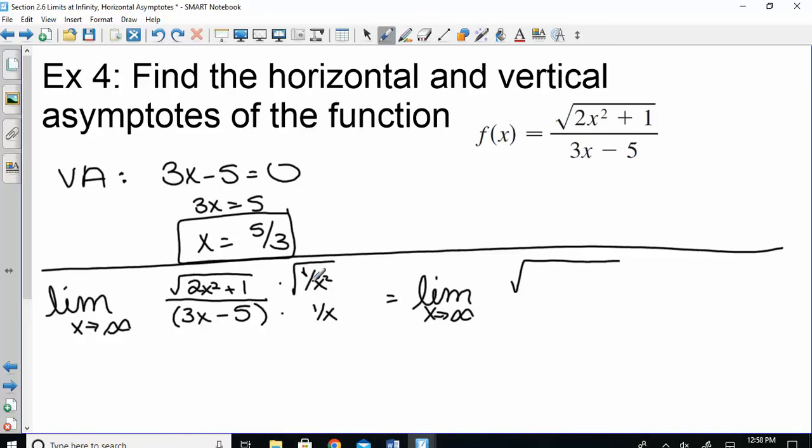So 2x squared times 1 over x squared, that would be a 2, plus 1 over x squared. On the bottom, 3x times 1 over x minus 5 over x.